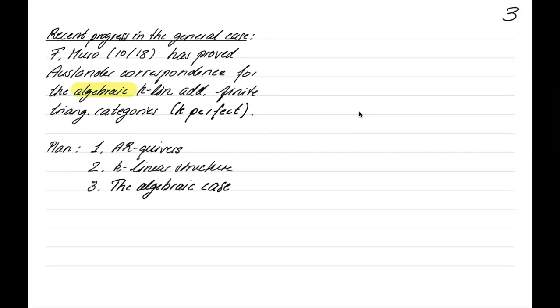So for the moment, the plan is as follows. I will start by recalling which Auslander-Riedtmann quivers can occur for additively finite triangulated categories. Then I will examine the possible K-linear structures. The existence of a triangulated structure imposes severe restrictions on the possible K-linear structure, and I will describe these. And then I will turn to the case of an algebraic additively finite triangulated category and describe Fernando Muro's results.